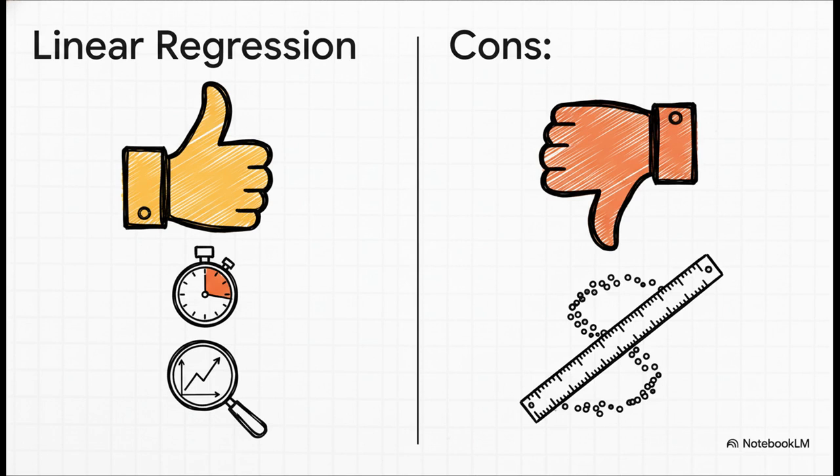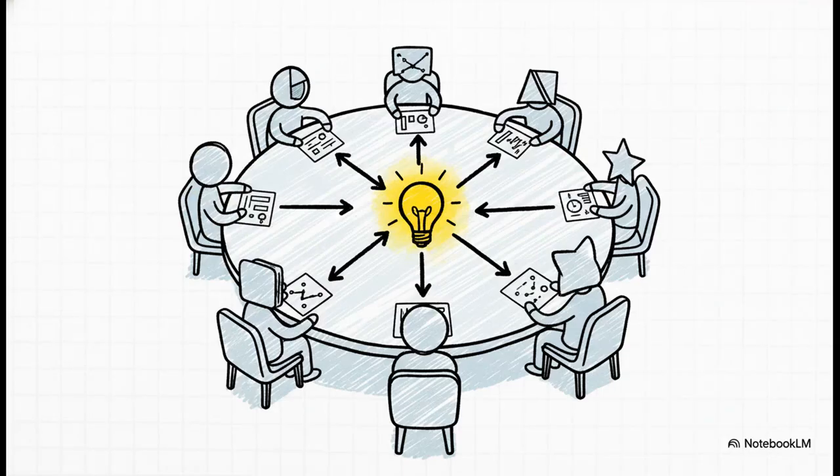So what do you do when things get messy? Well, that's when you bring in the heavy hitters, like a random forest. Now, forget about one simple ruler. I want you to imagine you're assembling a committee of hundreds, even thousands of experts. Each expert looks at the problem a little differently, and then they all vote on the final answer. It's the classic wisdom of the crowd, but for data.